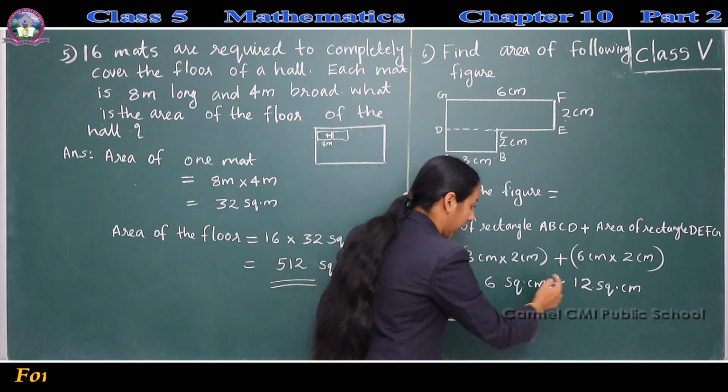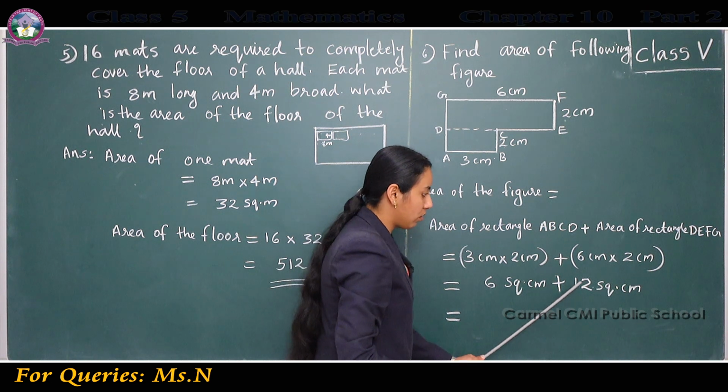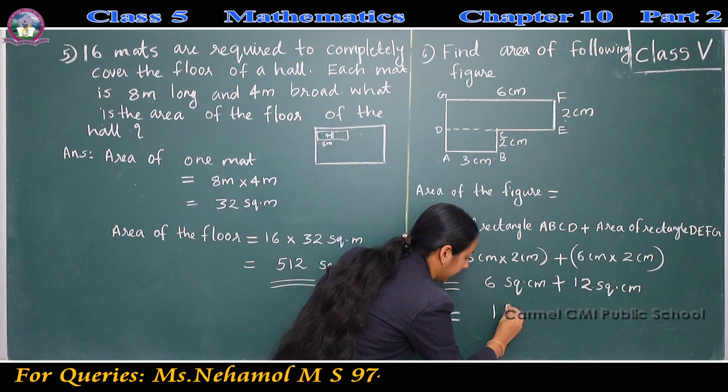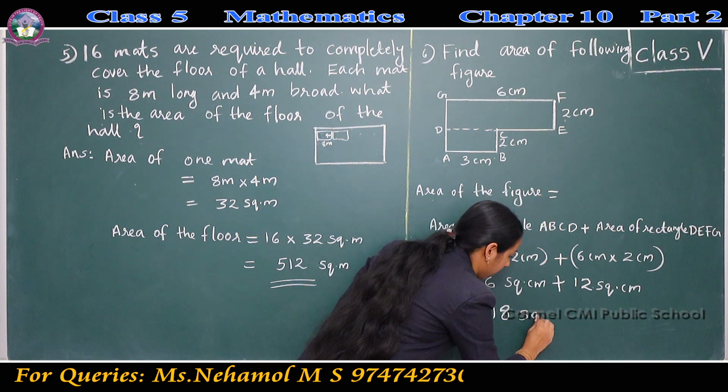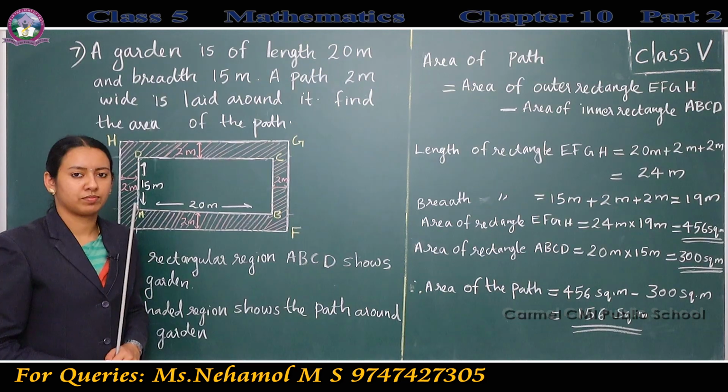Then, now we have to add these two areas. 6 square centimeter plus 12 square centimeter. What is the answer? 6 plus 12 is 18. 18 square centimeter is the answer.